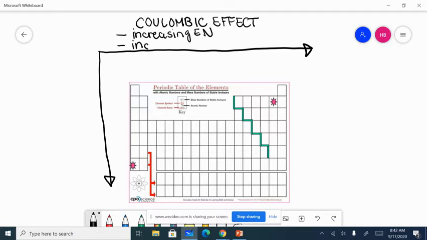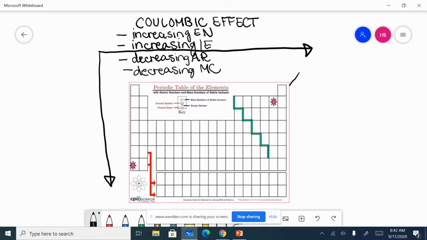Also increasing ionization energy, meaning how much energy do you have to spend to pull a valence electron away from an element? Also decreasing atomic radius. So the protons pull the electrons closer, therefore the size of an atom decreases. Also decreasing metallic character. So that's the trends we got going on over here, and our most reactive non-metal is fluorine.